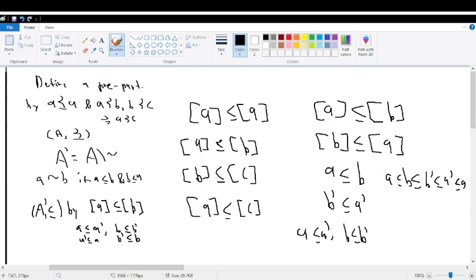Which implies, from this chain of conditions, that A is less than or equal to B, and B is less than or equal to A. Because we can just do this chain of conditions one more time, which shows that these are actually in the same equivalence class, so they're the same under the equivalence relation.